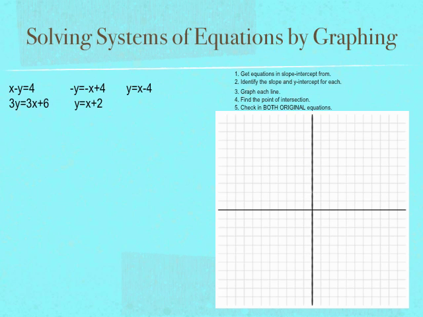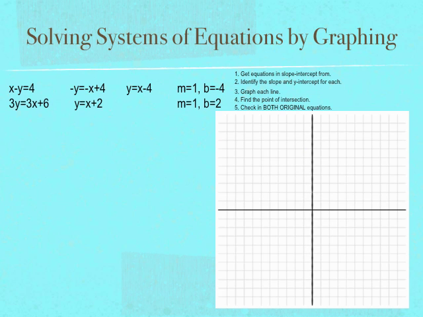Now again, I want you to graph these, but look at them. Try to anticipate what's going to happen. What do you notice about those lines? Okay, they both have a slope of 1, and they have different y-intercepts. What's going to happen when I graph? Well, a good guess would be that they'll be parallel.